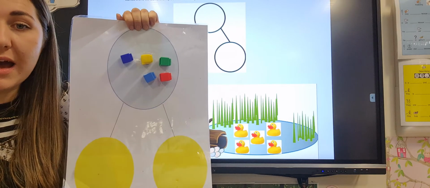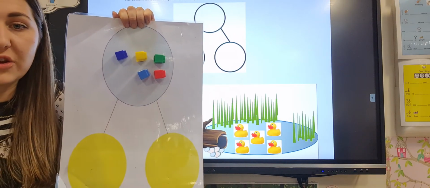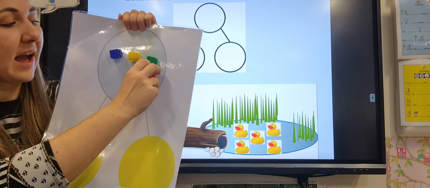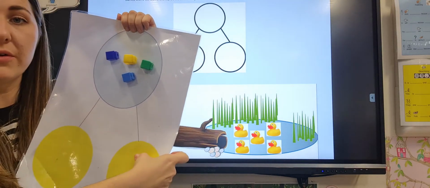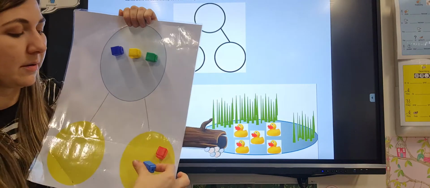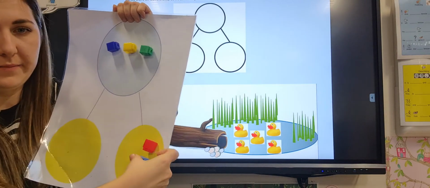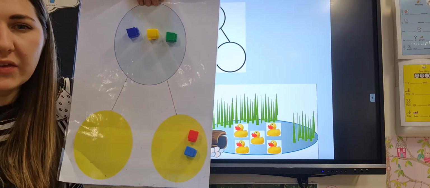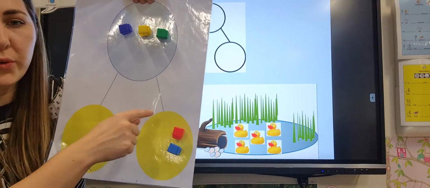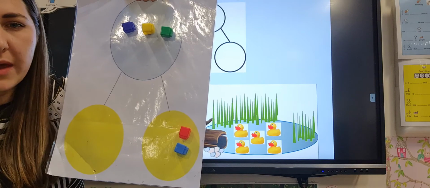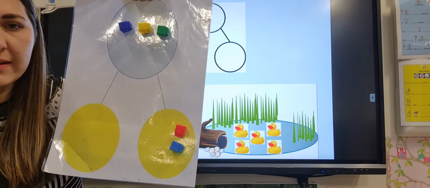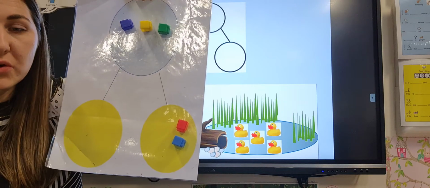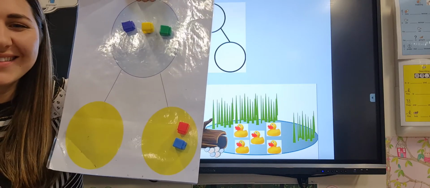2 is a part. Can you show me that? That's right. Move your 2 down into 1 part. We can say 2 is a part because 2 have flown away. I want to know what the other part is. How many ducks are still in the pond? Move your counting objects and show me.